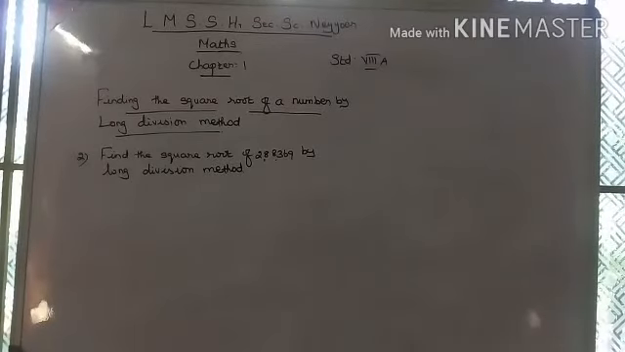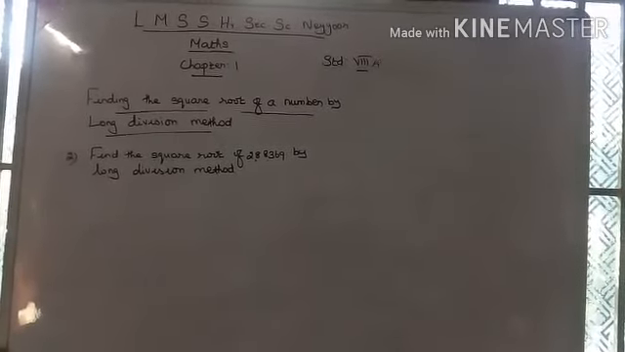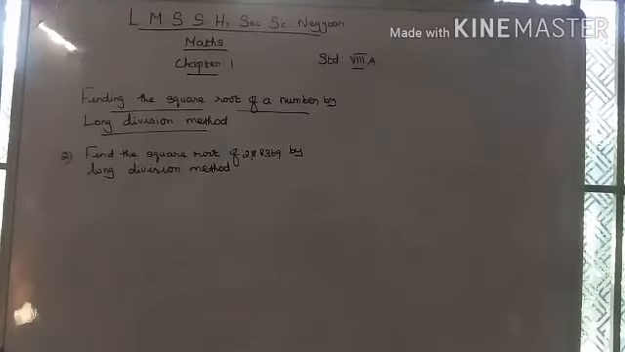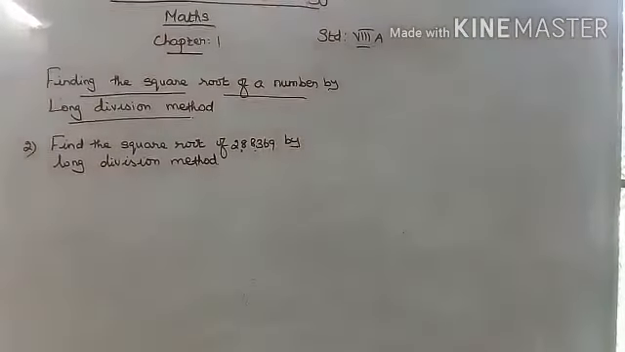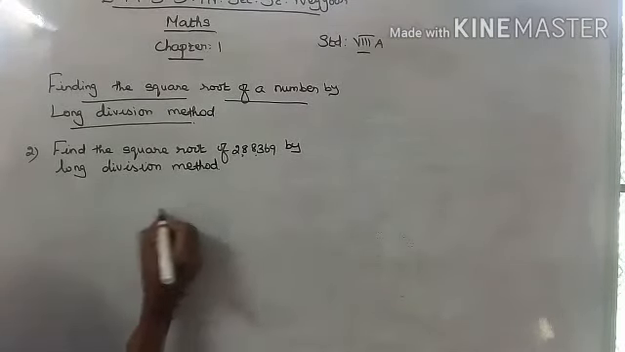Listen to the next question. Find the square root of 288369 by the long division method. Already you know the steps. First you group the digits in pairs, starting with the digit in the units place. So group the digits.